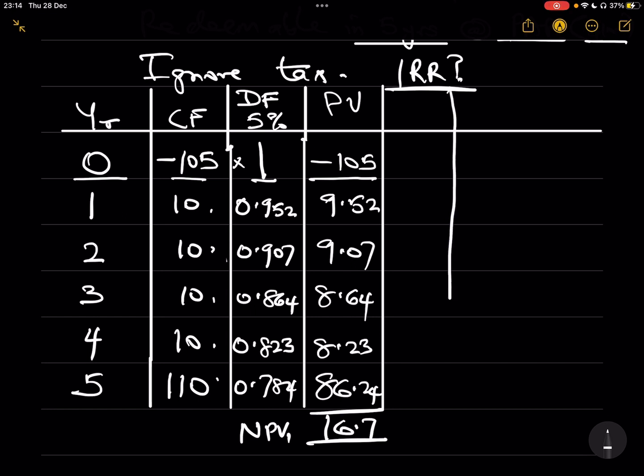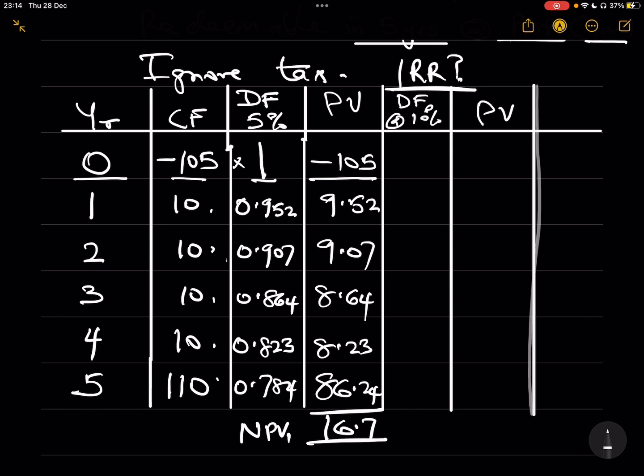Remember I said we need to do guesswork twice. So we're going to guess another rate now, right? Which means we need a discount factor, let's say at 10%. Then we'll get another PV for that, so that will be our second PV. The same way we check the discounting factor for 5%, we check for 10%. For year zero, it is always going to be 1 because now is now.